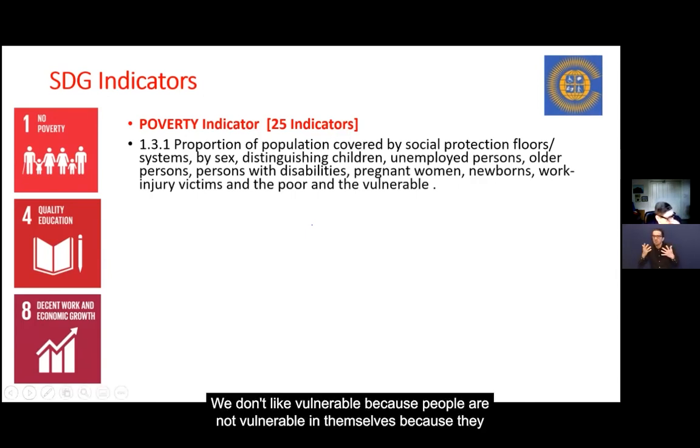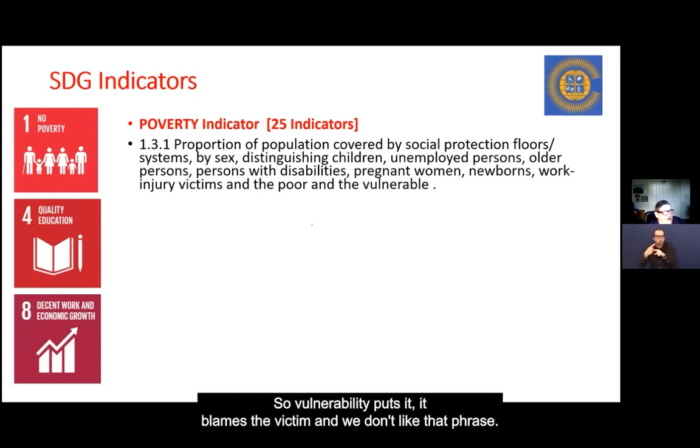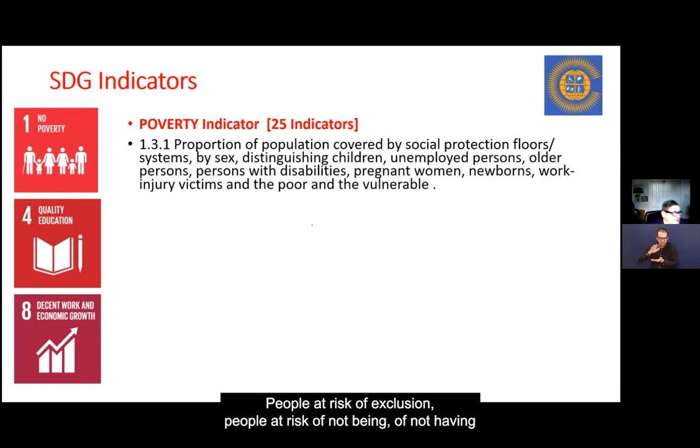We don't like vulnerable because people are not vulnerable in themselves because they have an impairment. They are vulnerable because of the barriers that exist, because society hasn't been transformed so people can have a fair and equal access. So vulnerability blames the victim, and we don't like that phrase. People at risk of exclusion, people at risk of not having this indicator is our chosen preference in the disability movement.